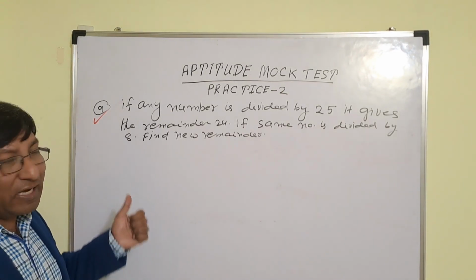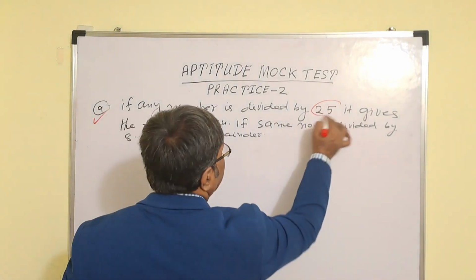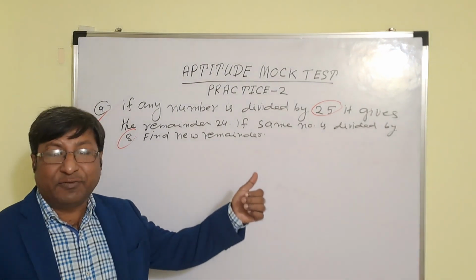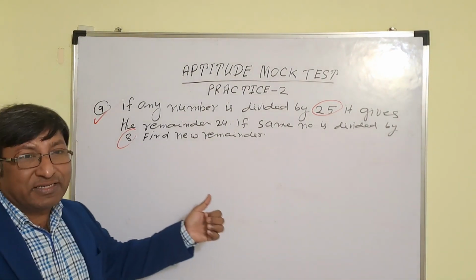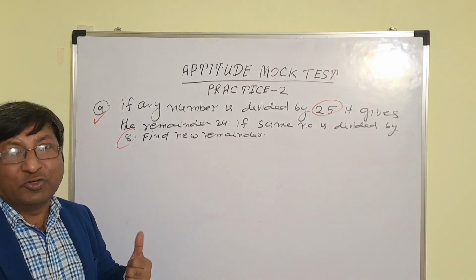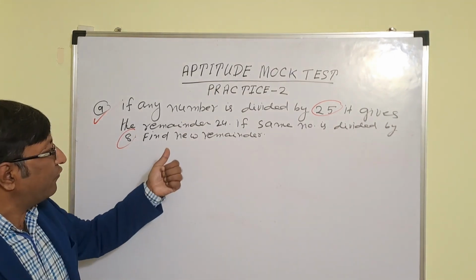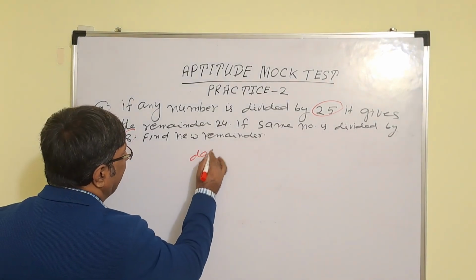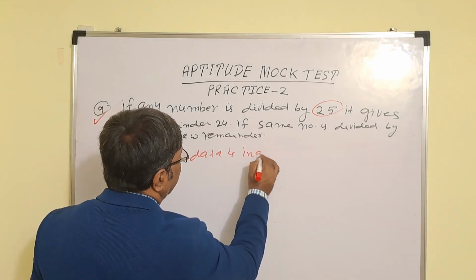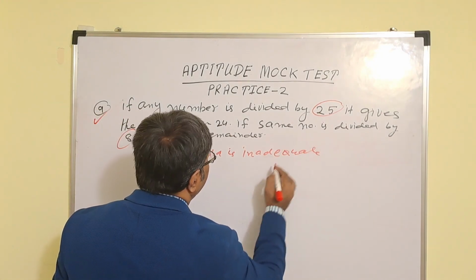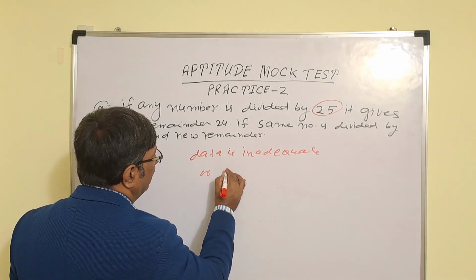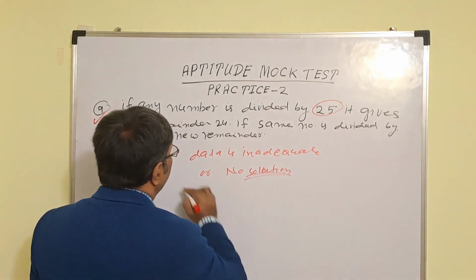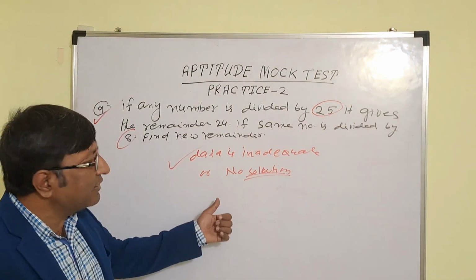How? See. For this type of question, first we see this is the first divisor and this is the second divisor. If the first divisor is divisible by the second divisor, then an answer is possible. If not divisible, an answer is not possible. Here 25 and 8, 25 is not divisible by 8. So an answer is not possible. So our answer will be: data is inadequate, or you can say no solution.